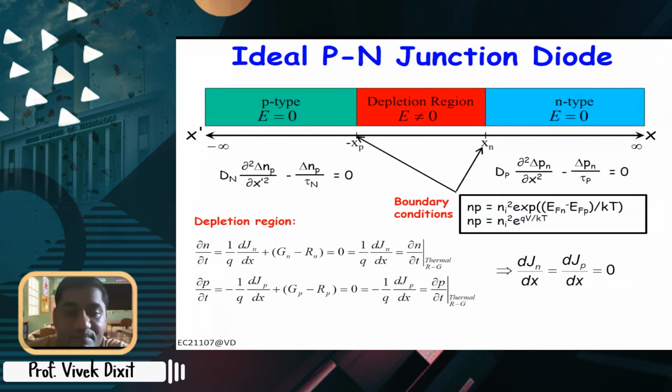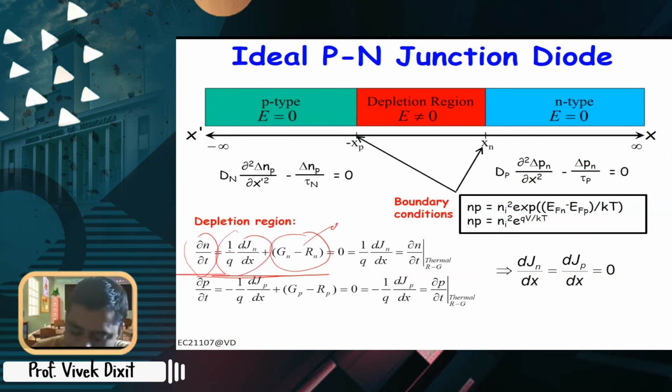Now in the case of the depletion region, your continuity equation again is dn by dt equals dj by dx plus net generation. At steady state, of course, dn by dt will be 0, and in the depletion region we are assuming no generation or recombination, so this is also 0. So dj by dx is basically 0, which means the current is constant. So dj by dx or djp by dx are 0.